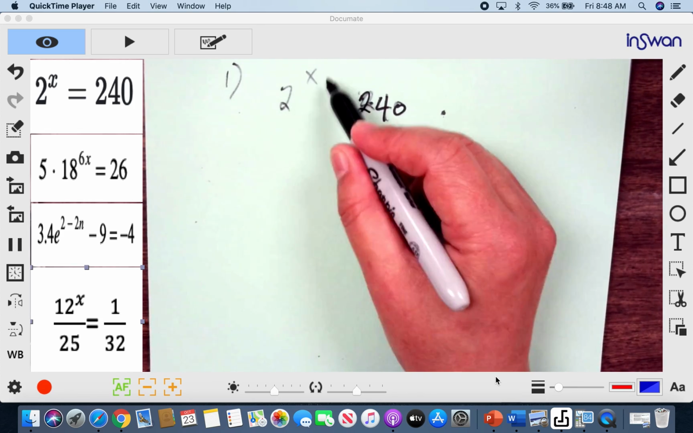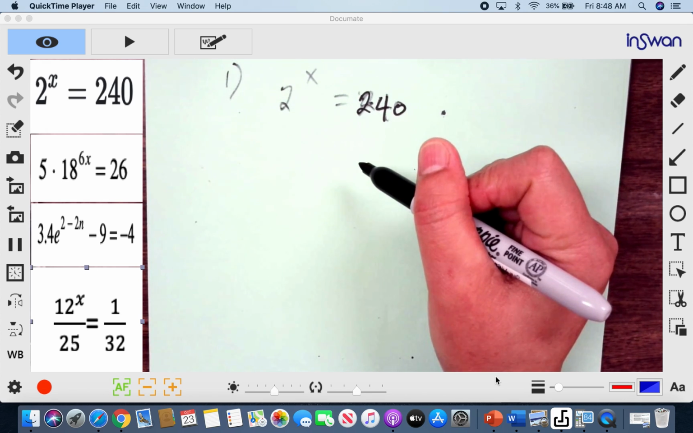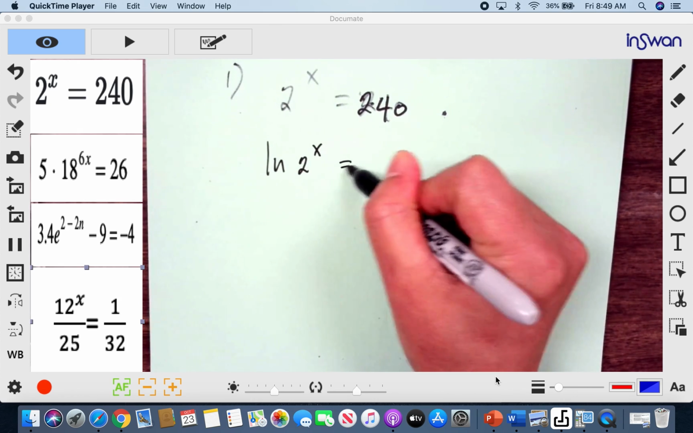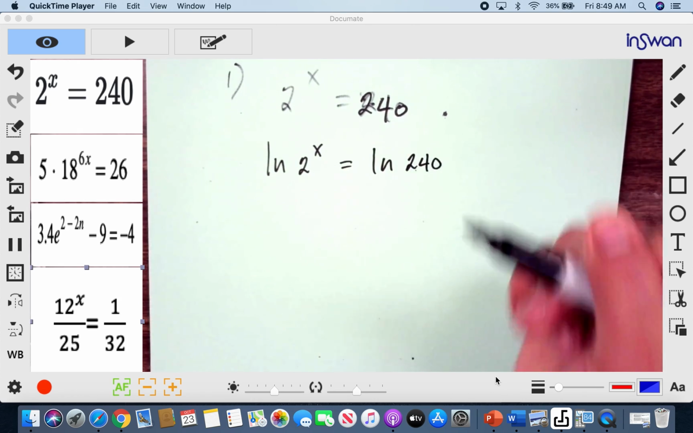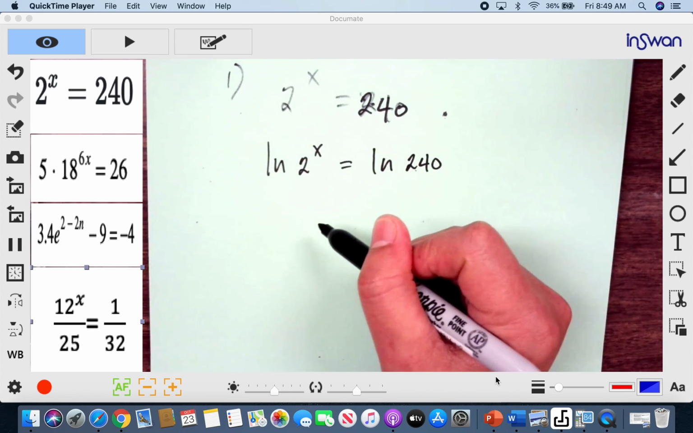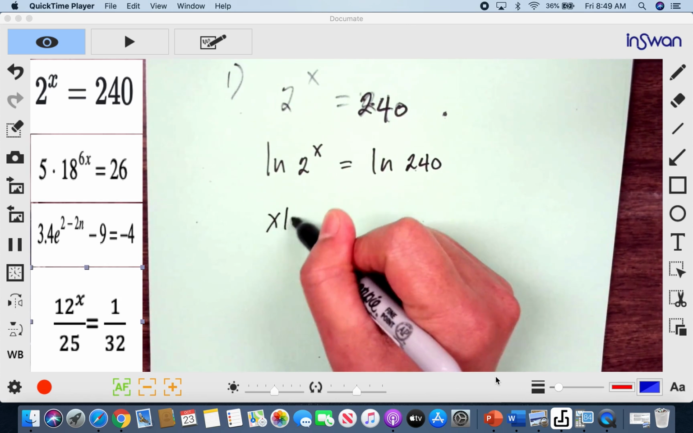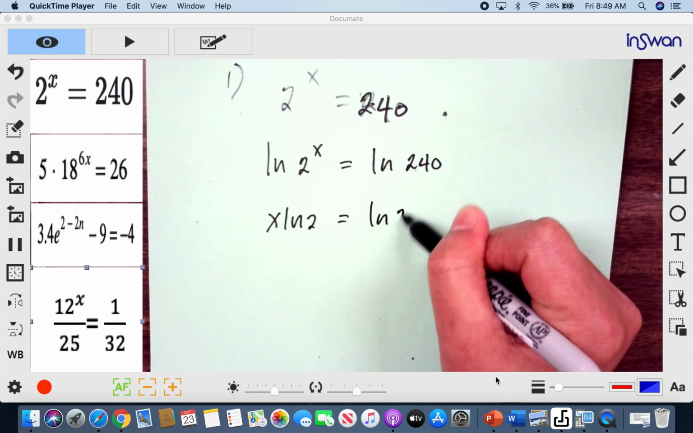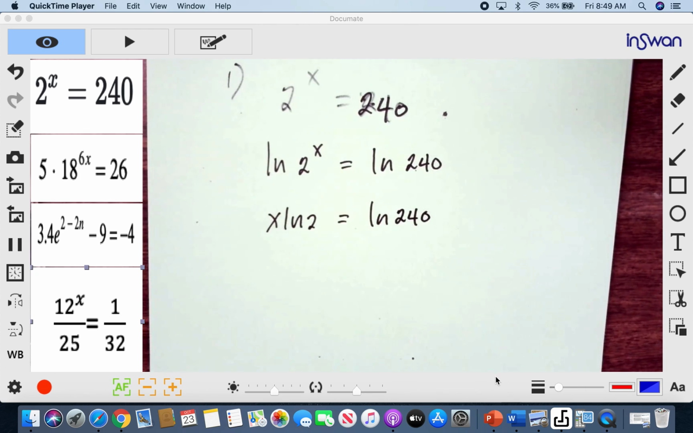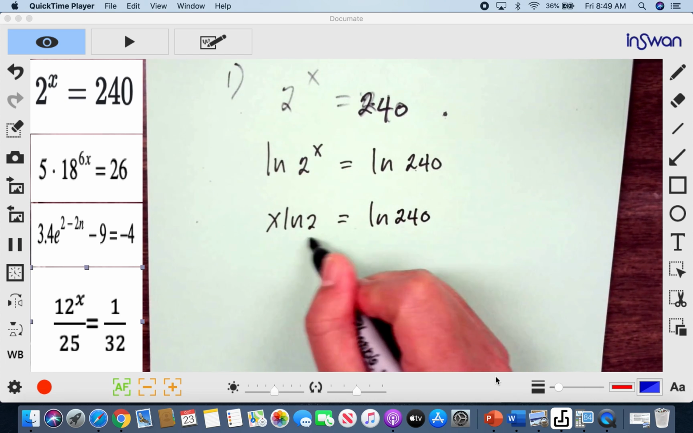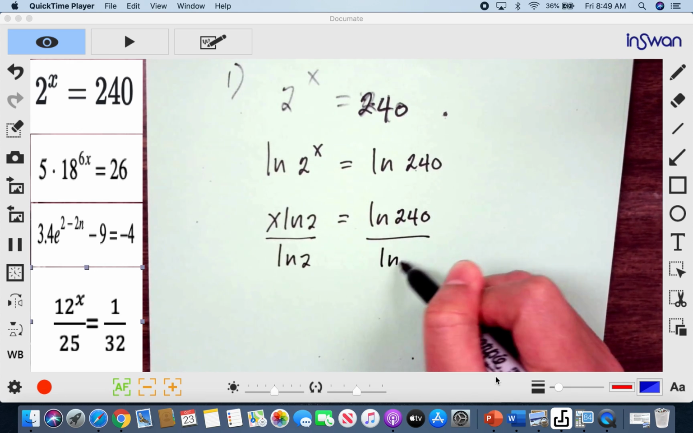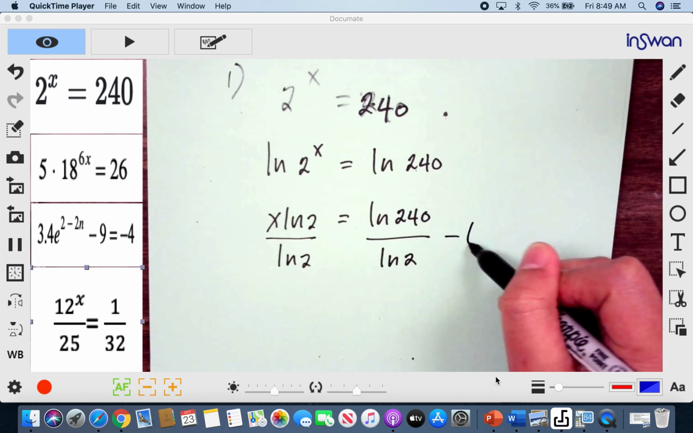So x is already isolated, so we can proceed to the next step, which is taking the natural logarithm of both sides of the equation. And then after that, we will apply the power rule. So power rule says that this exponent will be in the front later. So that's x ln 2 is equal to ln 240. And of course, the last step is to solve x using the properties of equations. So since we want to isolate x here, we need to get rid of ln 2. So that will be divided by ln 2. Okay, so this is the exact value that we're looking for.